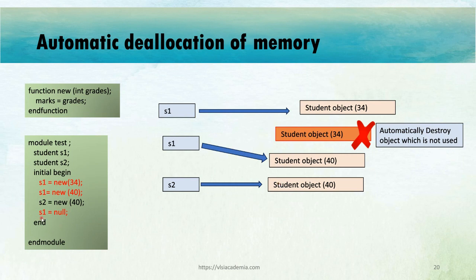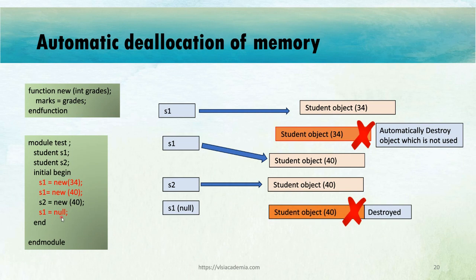Now if I assign the s1 handle again to a different pointer, that is null, what will happen? The previous object which we created, that will also be destroyed. So now s1 will be pointing to null, so the final result will be s1 pointing to null and s2 pointing to a student object.